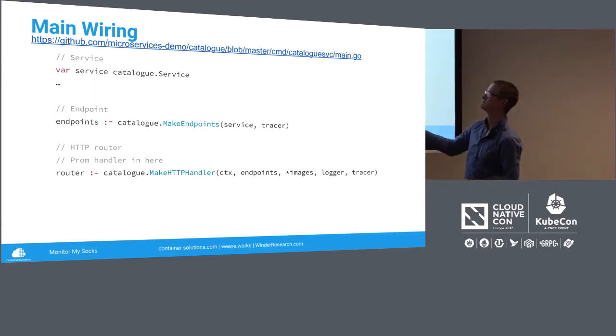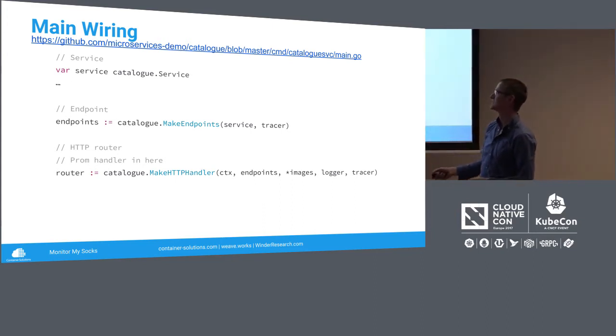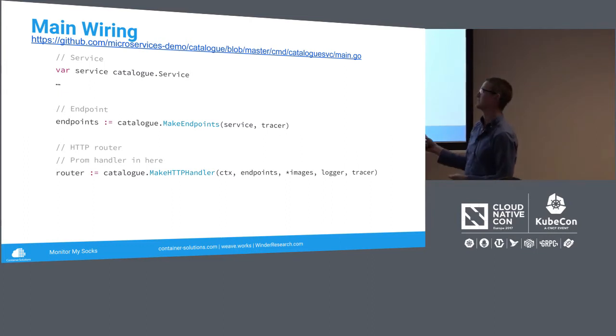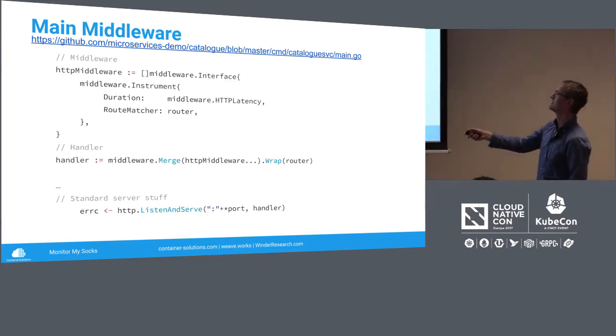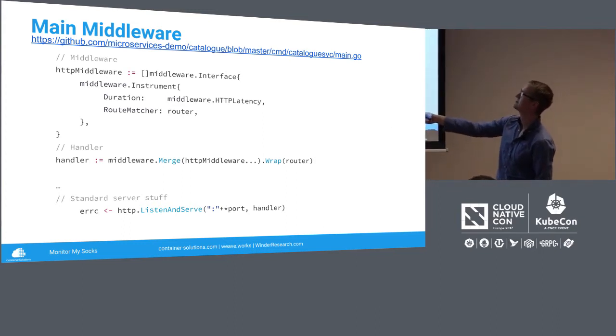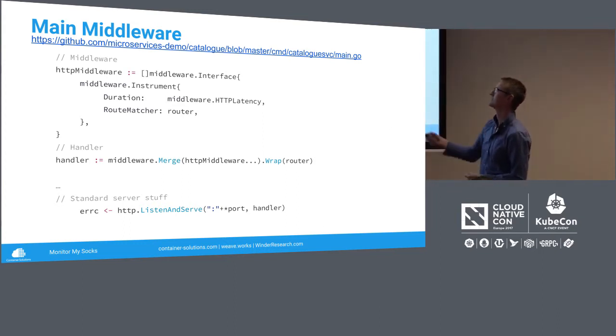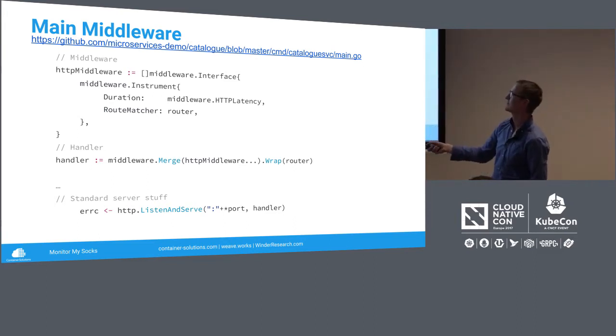This is kind of general, standard Go code. We've got our endpoints for our particular services. We're creating our router to handle the HTTP calls. We're defining the middleware in this instrument thing that I told you about. So this is where we're passing in our metric, our global metric, and that's creating the middleware. And you can have more middlewares and loggers and stuff like that. We're merging them all together and wrapping them around the router. And that's it for Go.